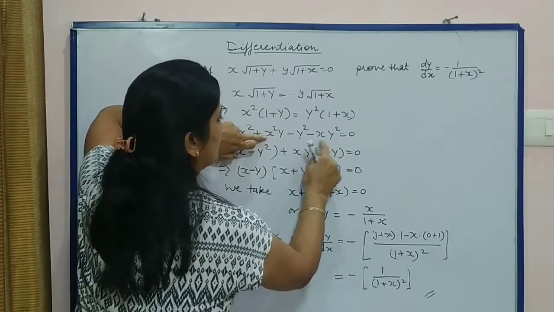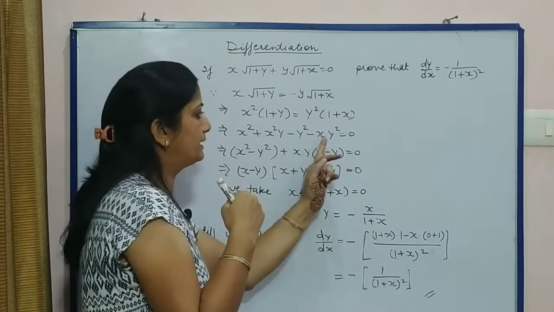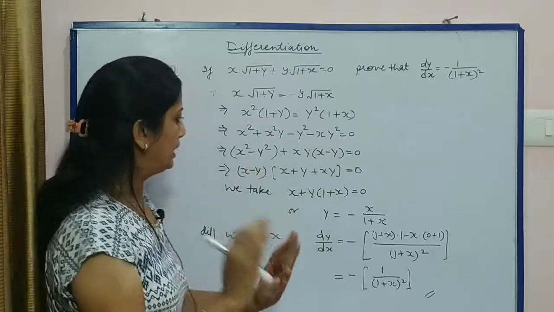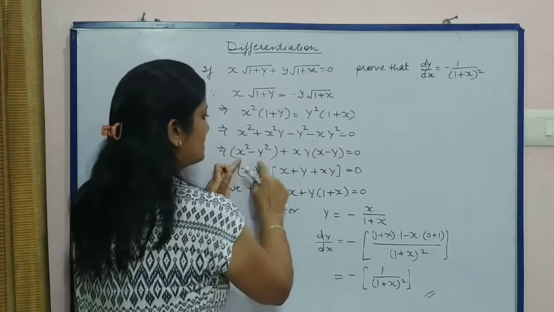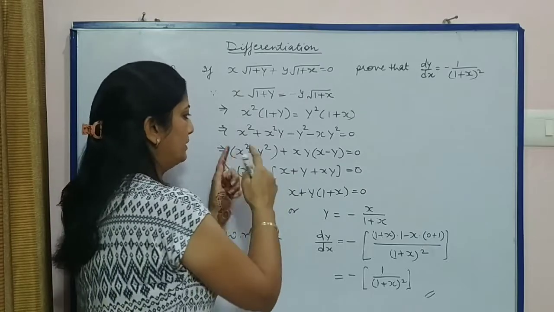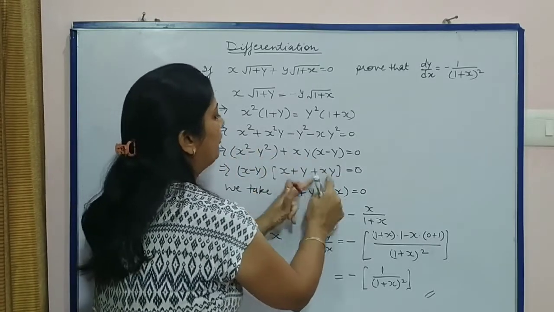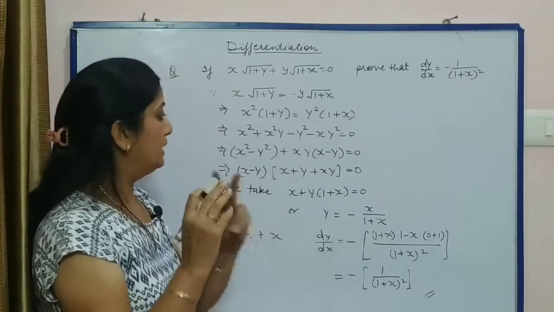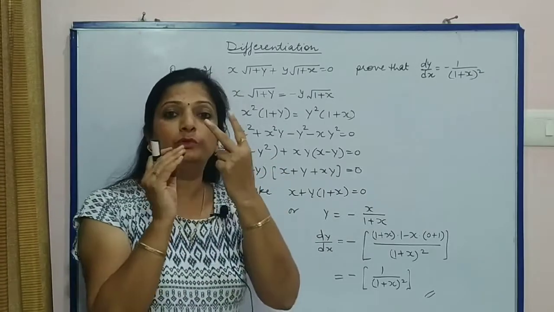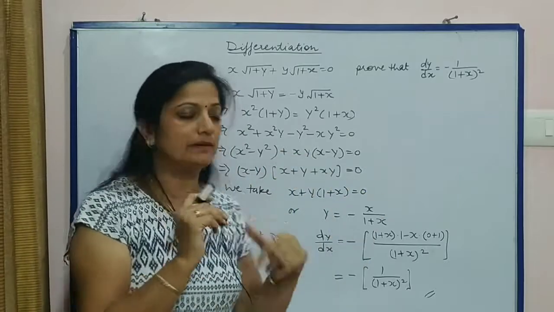From these two terms, we take xy as a common factor. We have (x-y). Now, from this and this, also we take (x-y) as a common factor. From here we have (x+y), and from this term we have xy. So now we have a product of two terms equal to 0. Either the first is 0 or the second is 0.